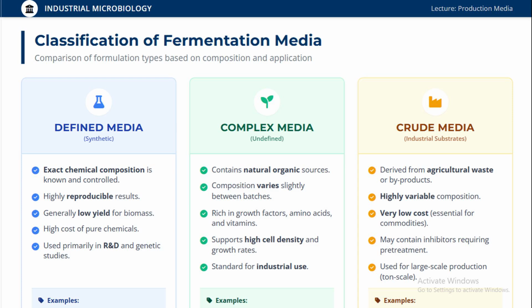On the basis of purpose, media may be used for inoculum development, biomass formation, product formation, or maintenance of cultures. On the basis of physical state, media may be liquid or solid, though industrial fermentations mainly use liquid media. On the basis of processing mode, media may be used in batch, fed batch, or continuous fermentation systems. Industrially, complex media are common because they are cheaper and often support better yields, but defined media are preferred where consistency, regulation, and product purity are particularly important, such as in recombinant bioprocesses and pharmaceutical fermentation.